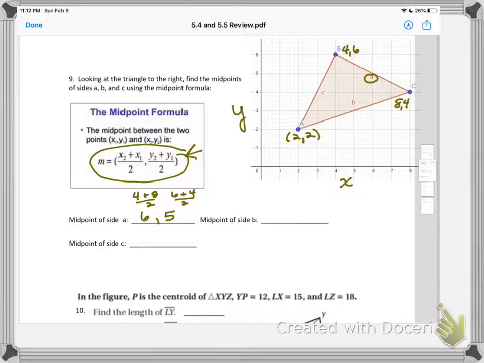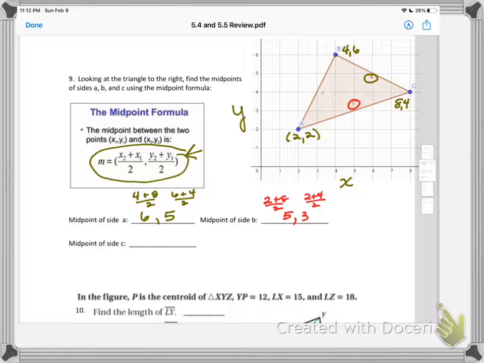Okay, the midpoint of side B, so we'll change colors. Side B is right here. So the midpoint's going to be the middle of the points A and C. So I'm going to say 2 plus 8 divided by 2, that's 10 divided by 2, that's 5, those are the x's. Add my y's, 2 plus 4 is 6, divided by 2 is 3.